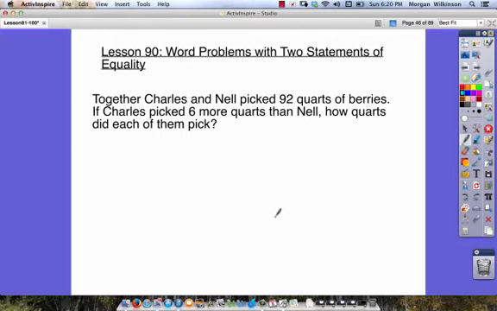So let's use subscripted variables here. We're going to get the number that Charles picked, plus the number that Nell picked, equals 92. Then it says, if Charles picked 6 more quarts than Nell, so we're going to have to say the number that Nell picked plus 6 will equal the number that Charles picked. And then we can go ahead and solve.